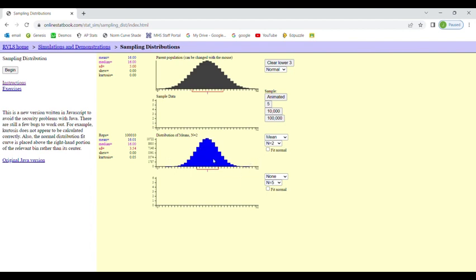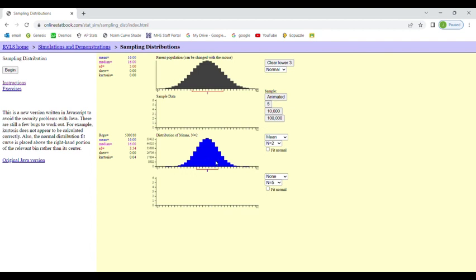Now, again, this is not the sampling distribution. This is an approximate sampling distribution. Let's do another 100,000, another 100,000, another 100,000. So we have now over 500,000 samples in our approximate sampling distribution.